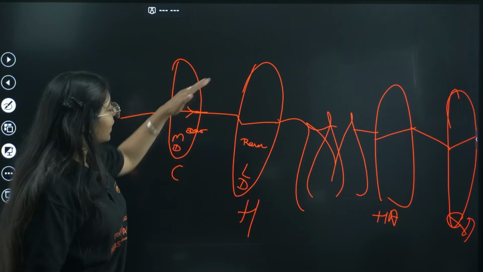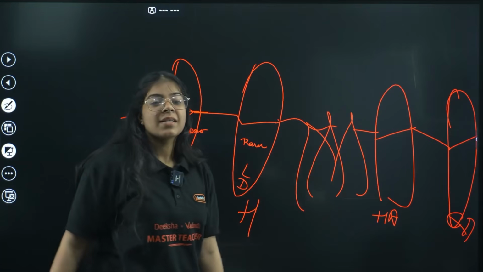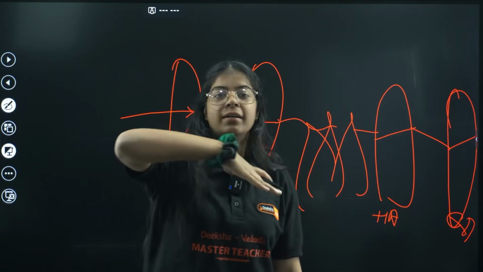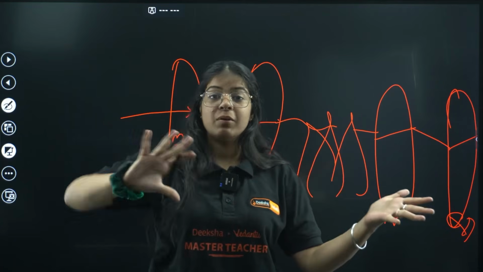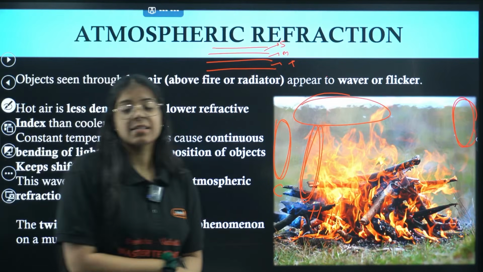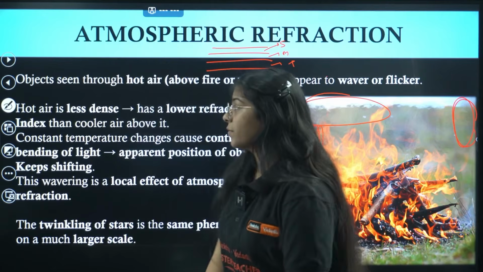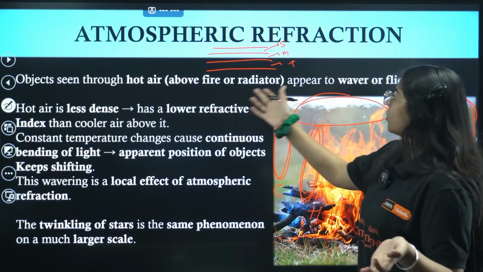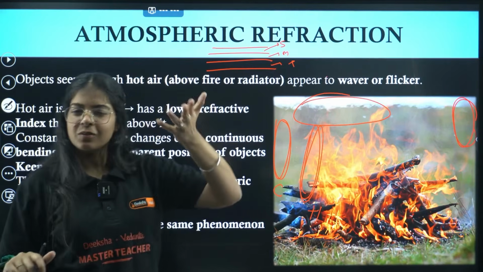So, what is doing? Light in itself is dancing through these airs. When the light is going up and down, dancing between the hot and cold airs, then we can say that is the cause of atmospheric refraction. That is atmospheric refraction. Objects seen through hot air appear to waver or flicker, okay, appear to dance.